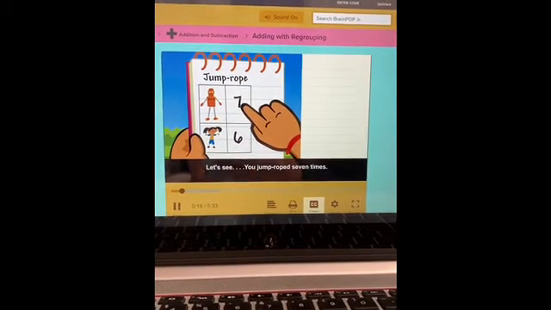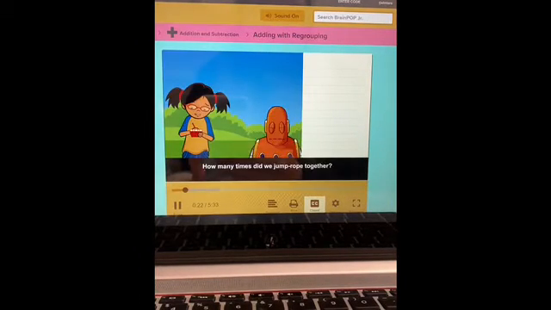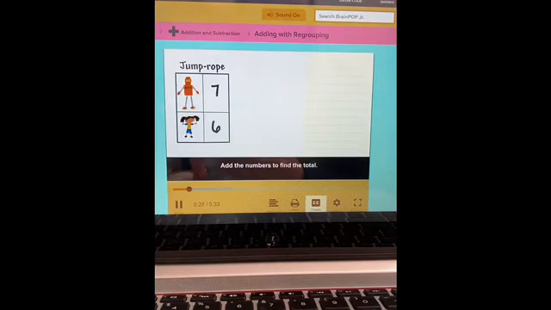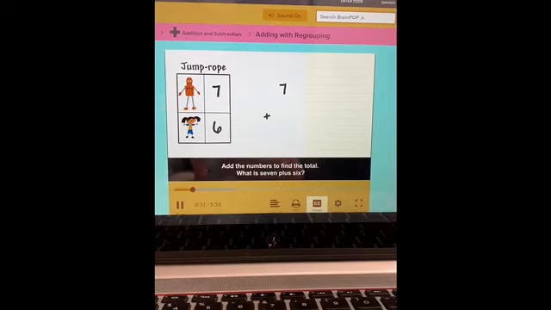7 times. I jump roped 6 times. How many times did we jump rope together? Add the numbers to find the total. What is 7 plus 6?